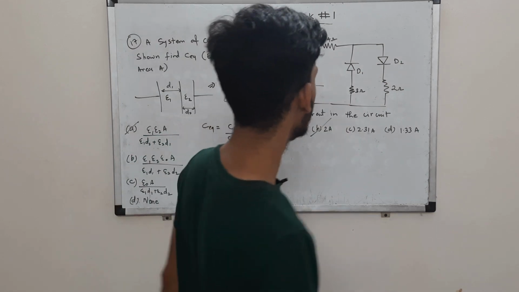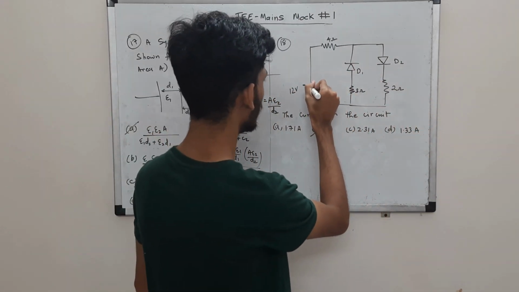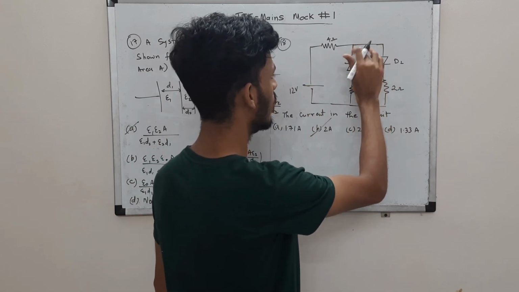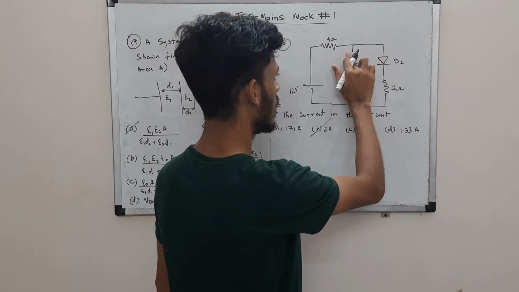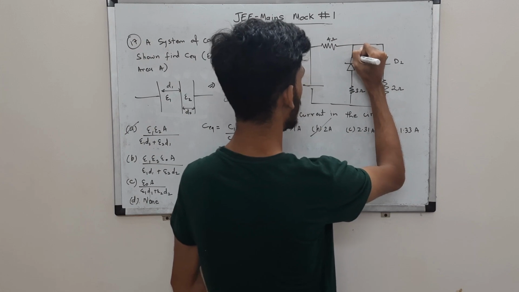Because you can clearly see that we are supposed to find the current in the circuit, and this diode, if you see, is reverse biased, right? So no current will flow over here. This branch is as good as nothing. It's like an open circuit. So this diode is reverse biased.